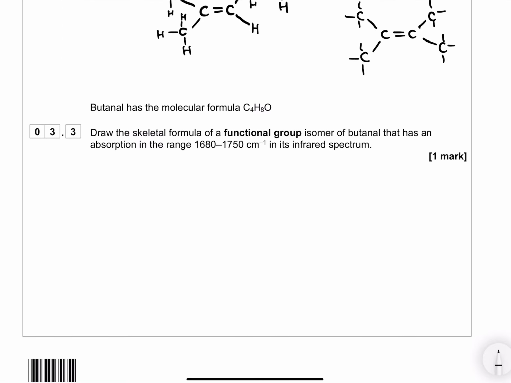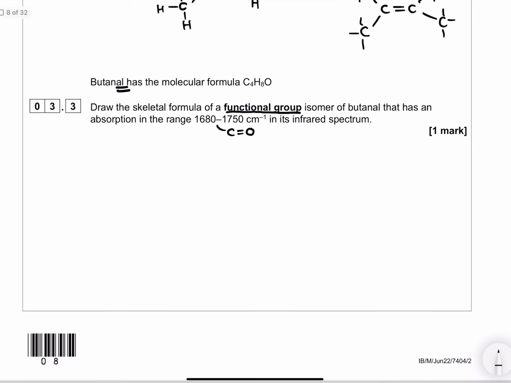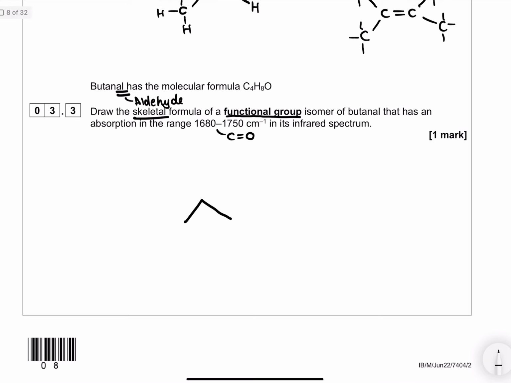Butanal has the formula C4H8O, so we want a functional group isomer of an aldehyde, so not an aldehyde, but we still have to have a C=O because of that absorption at 1680 to 1750. So if we're not going to have an aldehyde, we want to have a ketone. They are functional group isomers of aldehydes. So we're going to look for a ketone, and it's asking for a skeletal formula. So instead of having butanal, we can just have butanone, and we draw that as our skeletal formula.